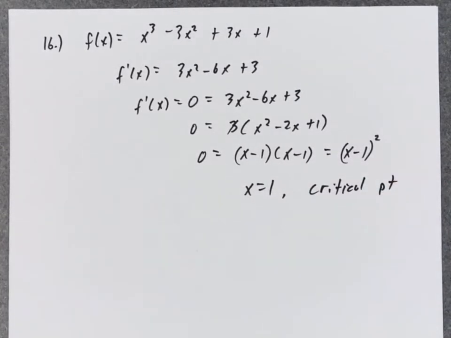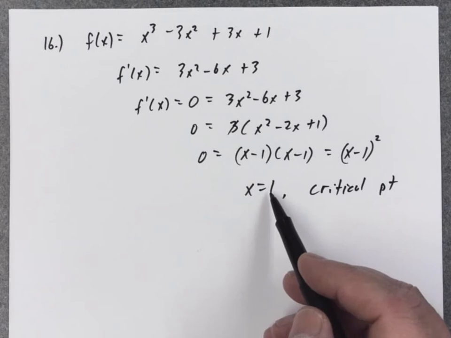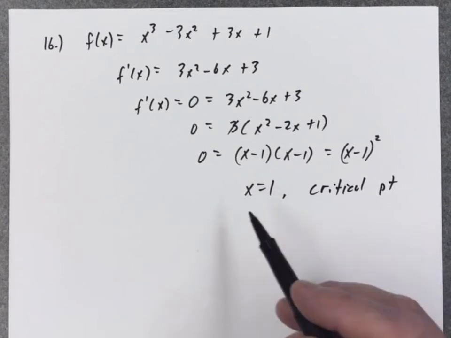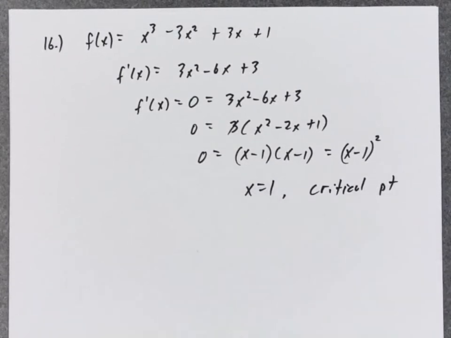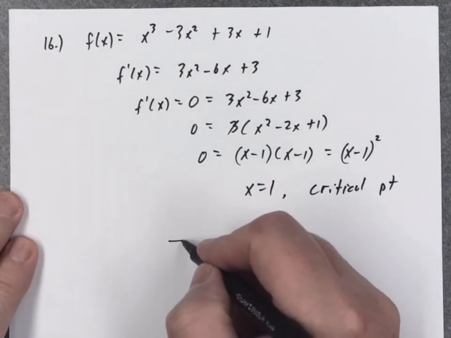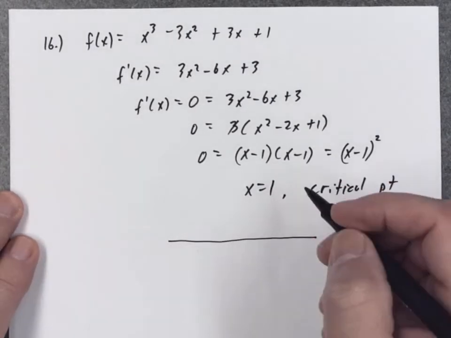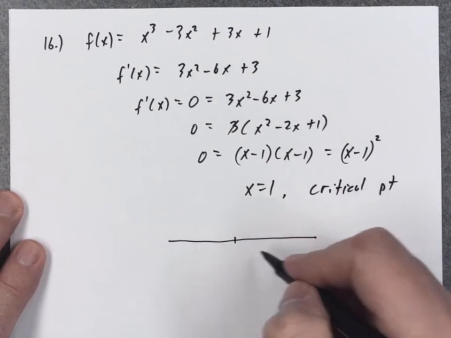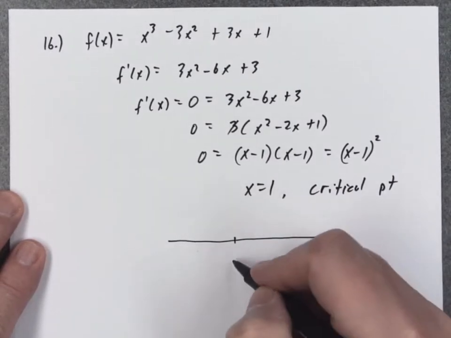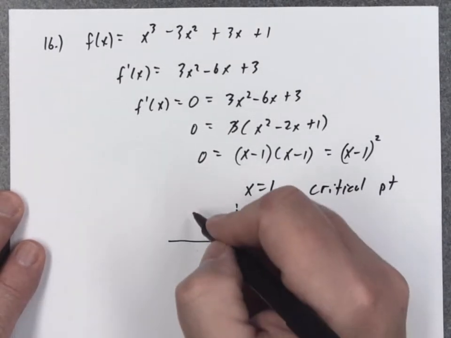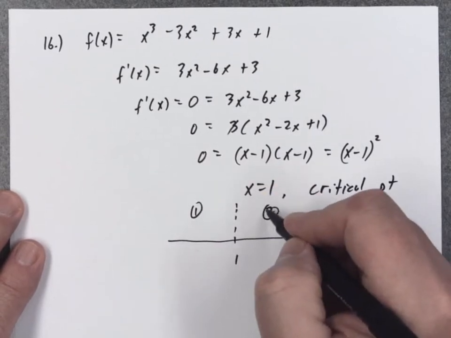It's probably a max or a min. I don't know, it could be a neither. All I know is one critical point, and I want to find out on either side of this critical point whether my function is increasing or decreasing. So the way I do that is I chart out the first derivative. So here's 1. It turns out it breaks it up into 2 regions.